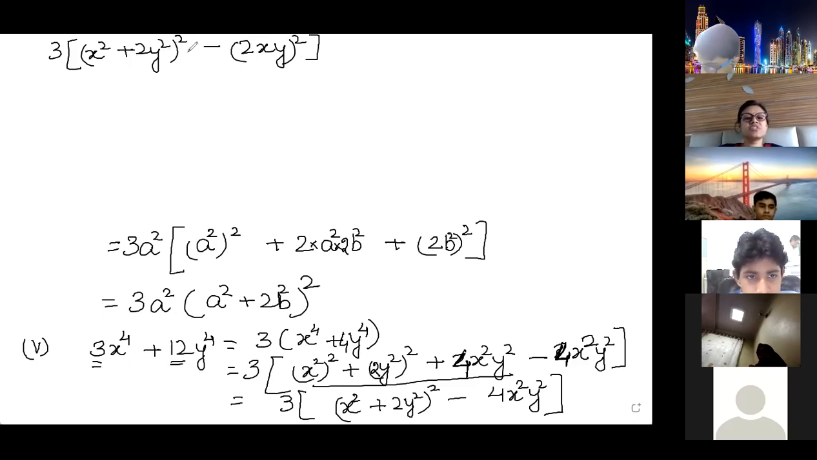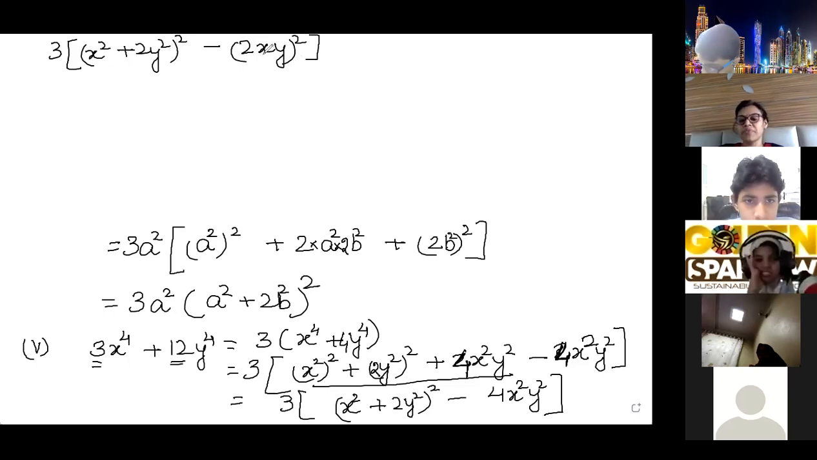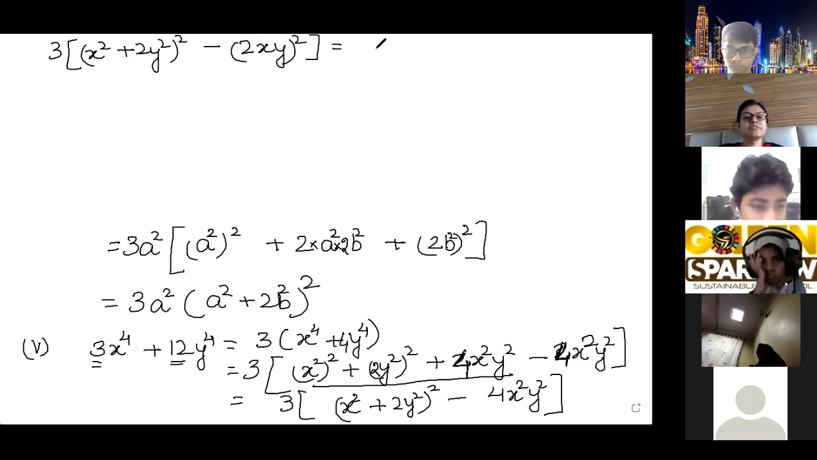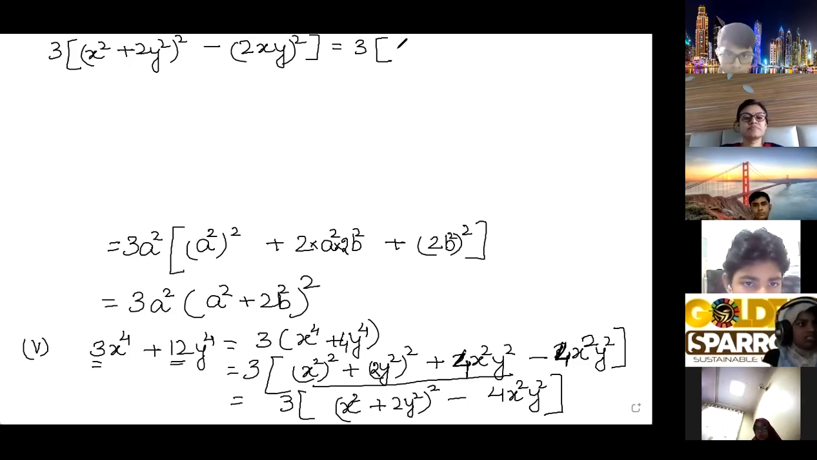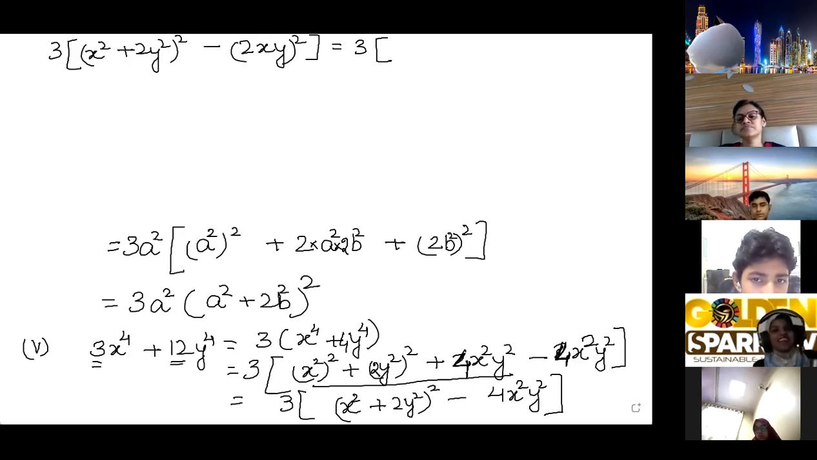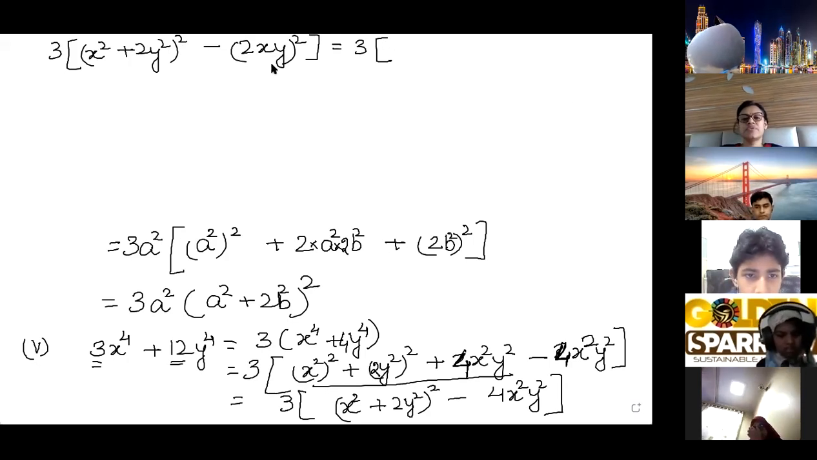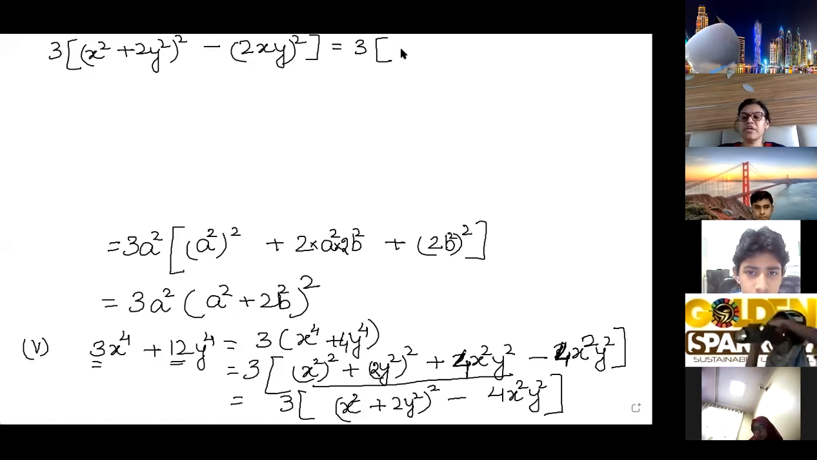Because again, it is a difference of squares. Can we factorize it further? Yes, ma'am. A square minus b square. Factorize it. So what is the answer? Ahmad, where are you? Please switch on your camera. What is the answer? A square minus b square. If you apply a square minus b square.